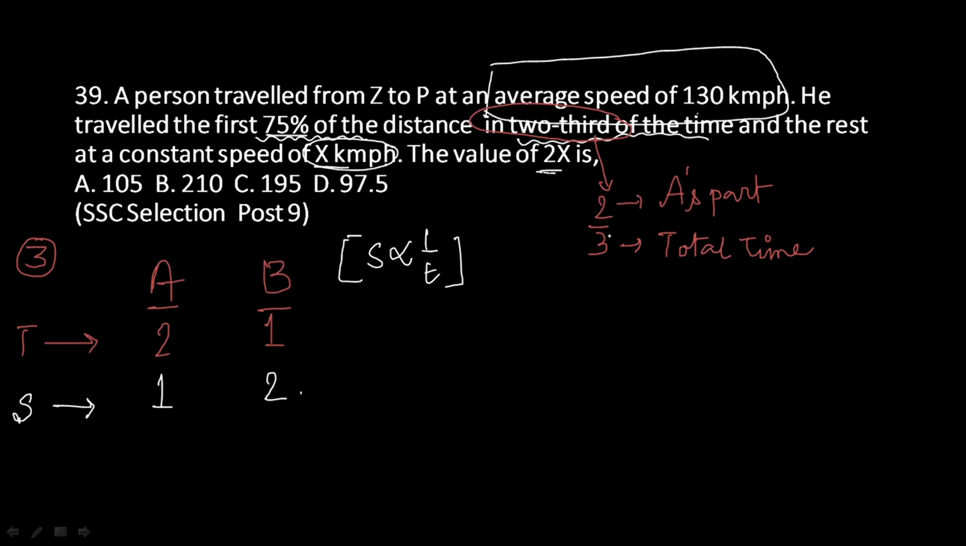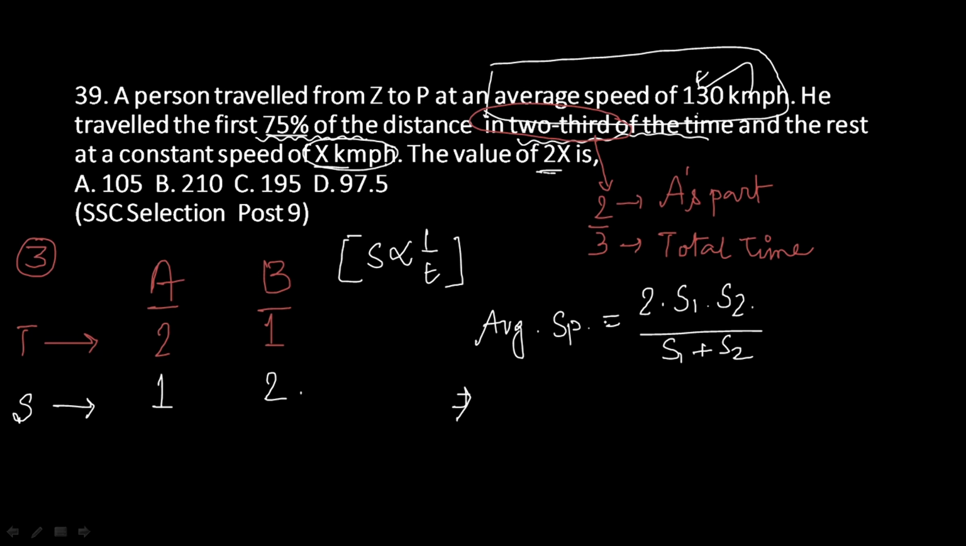Now, what's the formula of average speed? We have learned average speed is equal to 2 into s1 into s2 divided by s1 plus s2, right? So average speed is given. It's 130 km. 130 is equal to 2 into s1 into s2, where s1 is 1, s2 is 2, and s1 plus s2 is 1 plus 2. Clear? So this 2 will divide this one, giving 65.